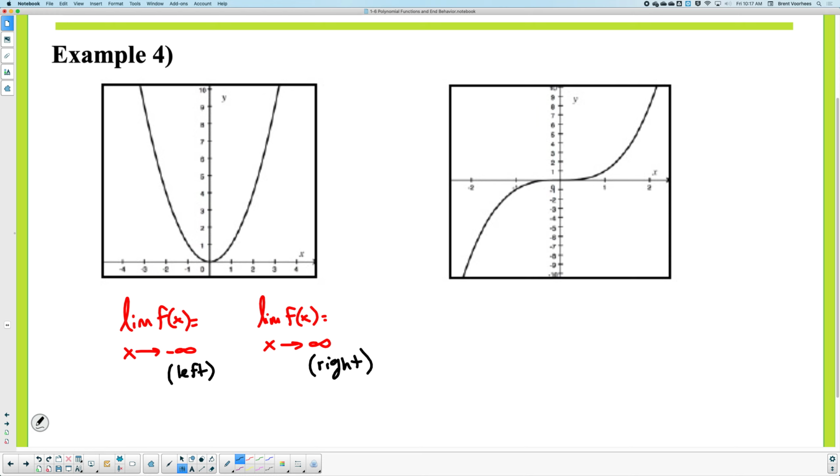What does happen to the graph as you move to the left? And remember, a limit doesn't tell you what the graph is, it tells you where you're going.